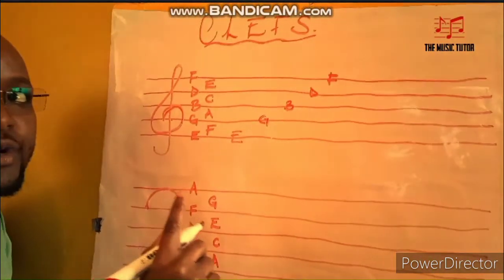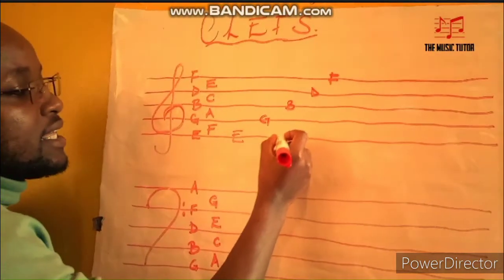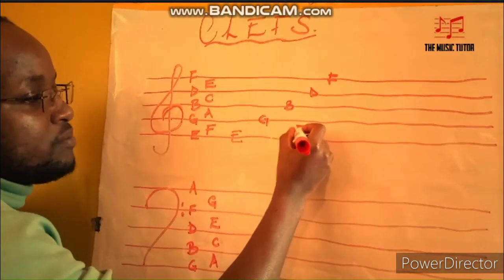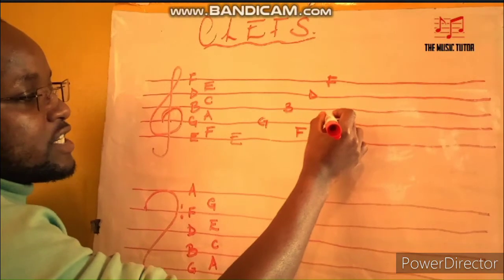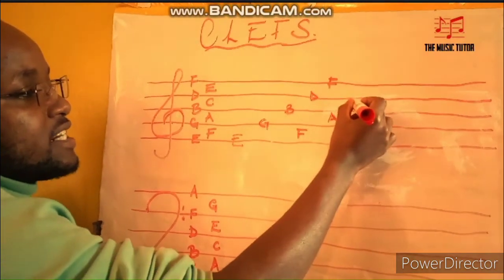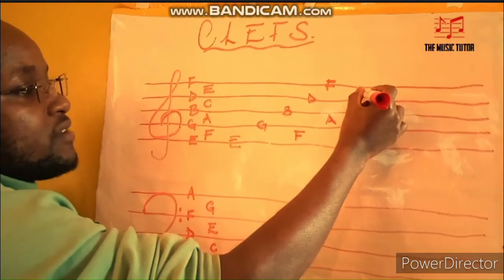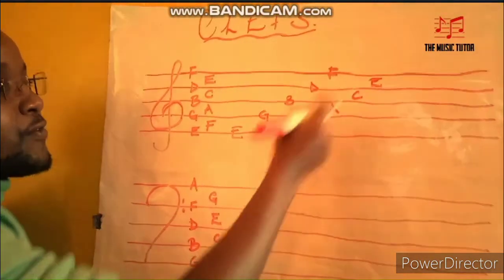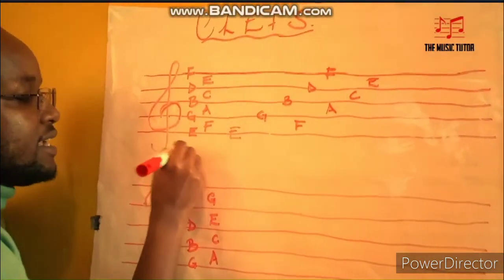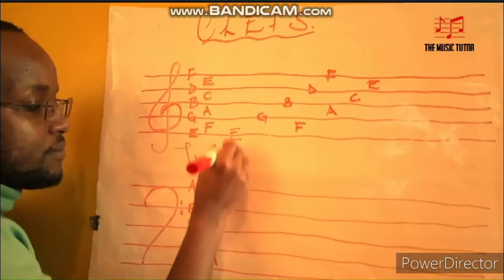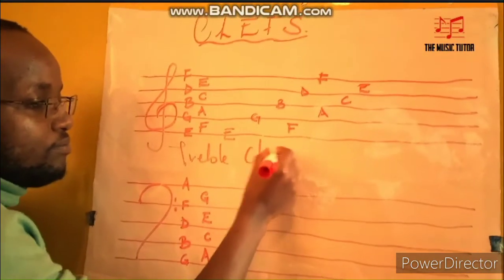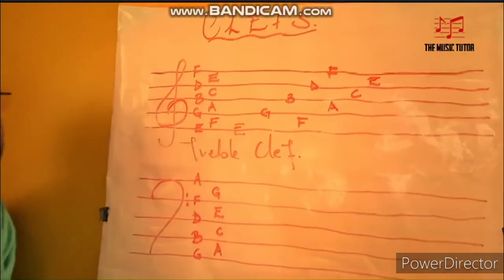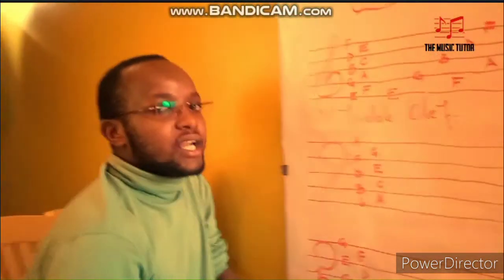The spaces also have letter names. The first space from below is F. The second space is A. The third space is C. And the fourth space is E. We memorize them as face. That is in treble clef. I hope that is well understood.